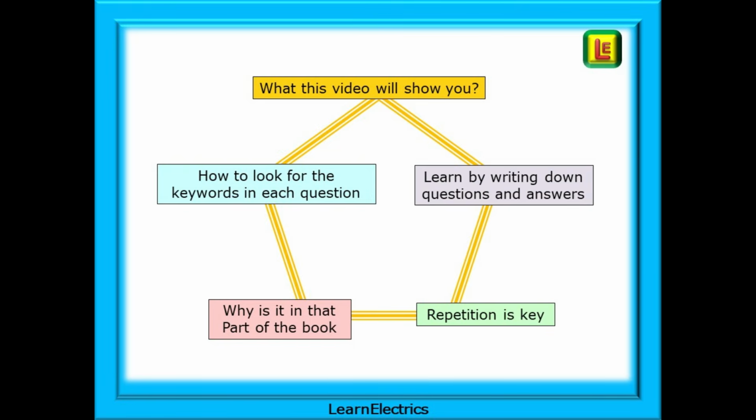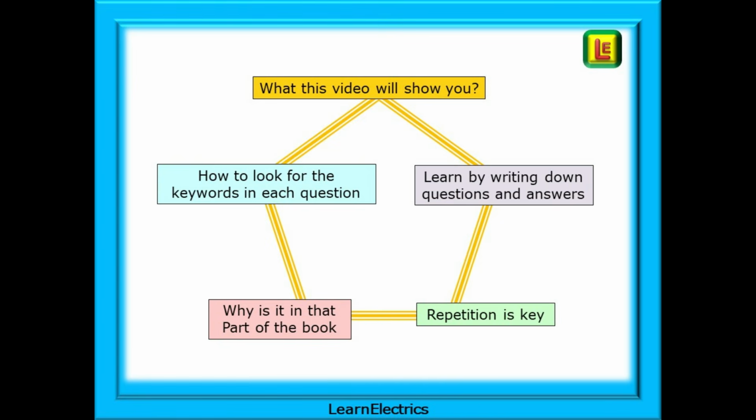We'll begin with a brief introduction to what the exam is about, do's and don'ts, and so on. And the video has several sample questions that show you how to look for the keywords in each question, how to look where the answer comes from, and why it is in that part of the book, and so on.